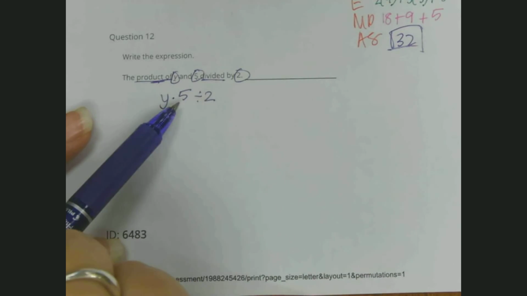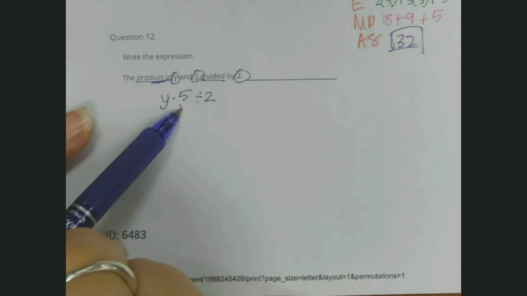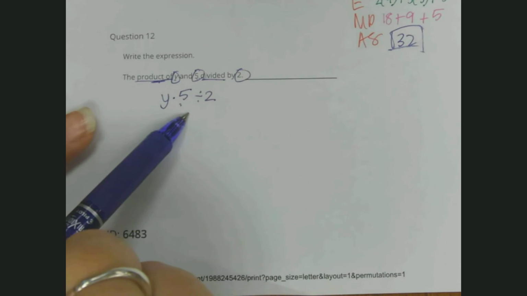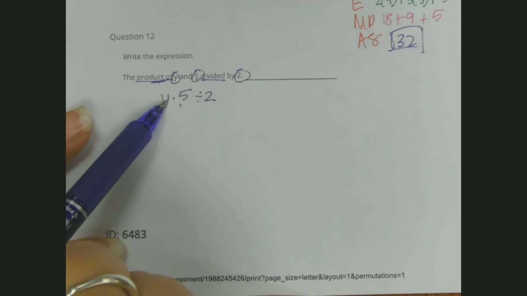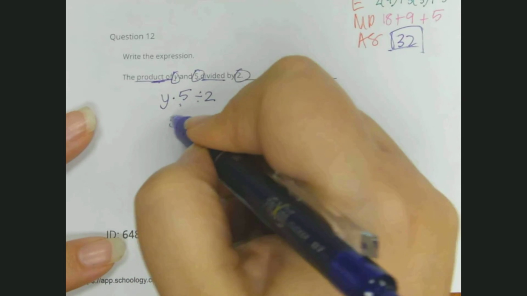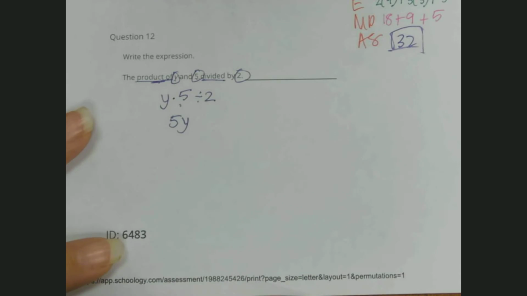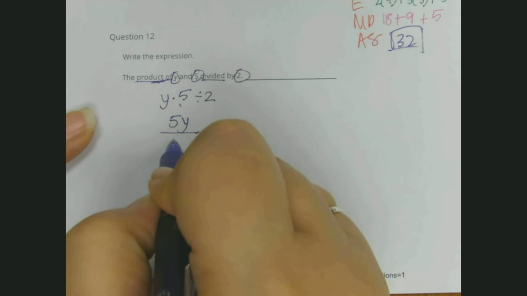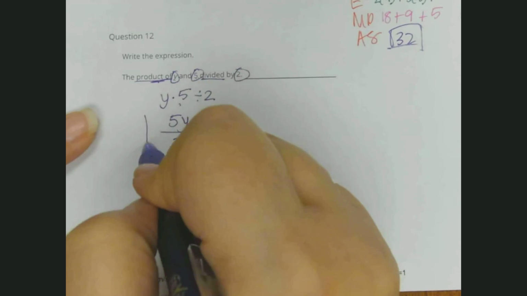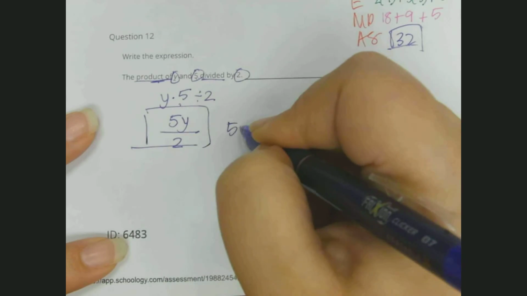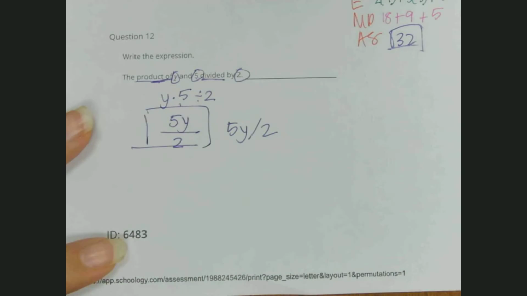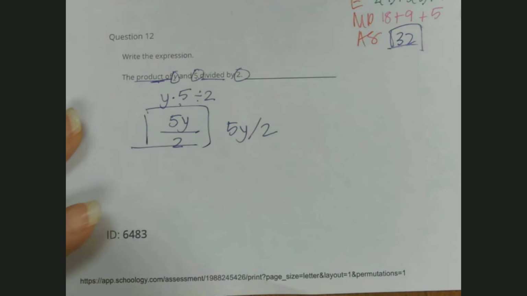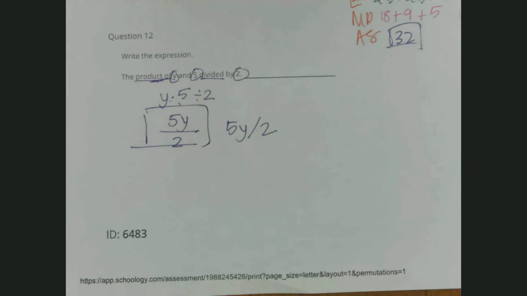Now, I want to make this look like algebra because you're not going to see this for the rest of your math career. When I do multiplying y and 5, I write that like this, 5y. That means to multiply. And divided by 2, I always write that as a fraction. So this is what I want to see. And you should have typed that in with a backslash like that. I can't remember if this accepted that answer or not, so you'll have to look that up.